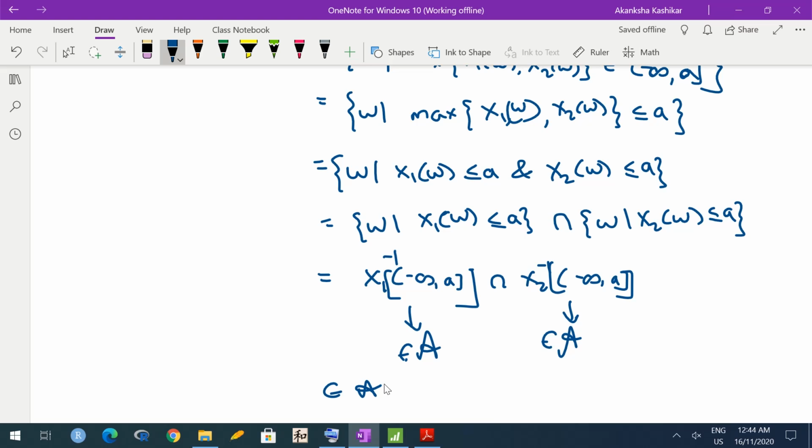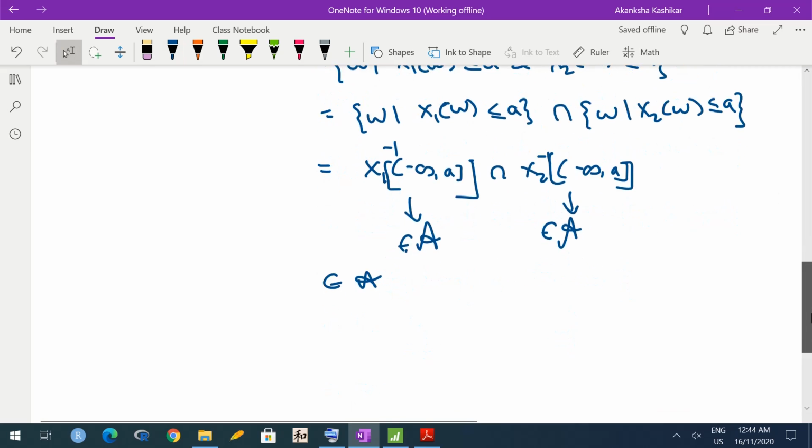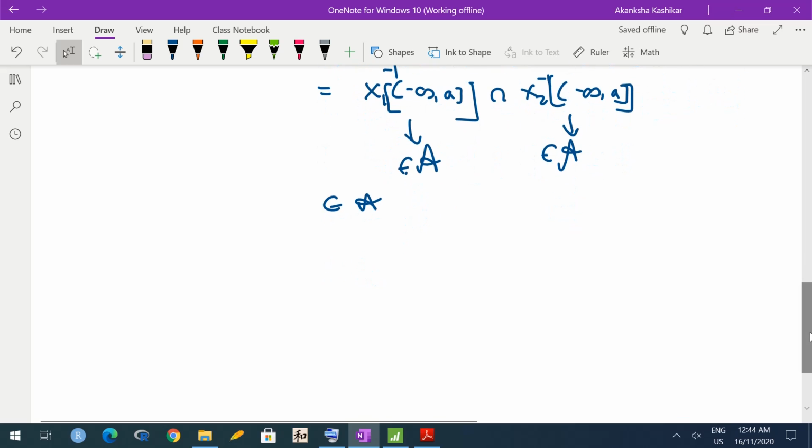So we have proved that if X1 and X2 are two random variables, then their maximum is also a random variable. Can you prove something similar for minimum? Just think. I'm sure you would be able to do that. So let me list homework for you. Your first homework is to do the same thing for minimum. So prove that Y2 is a random variable with respect to the same sigma field.